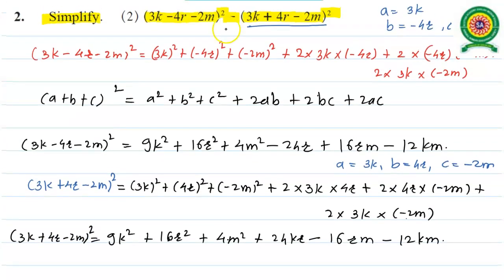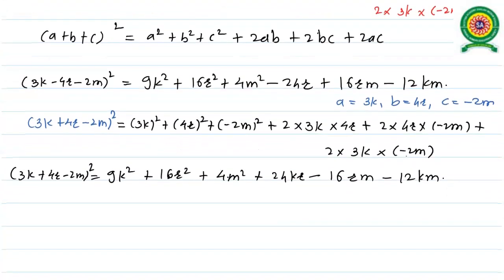Now look, we have to simplify the two brackets that have a middle sign of minus. So now I am writing, we have to find the value of (3k − 4r − 2m) the whole square minus (3k + 4r − 2m) the whole square. Once the middle sign is minus, write both bracket expansions in brackets.